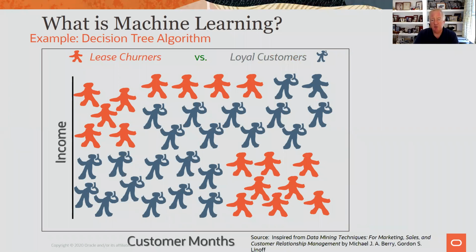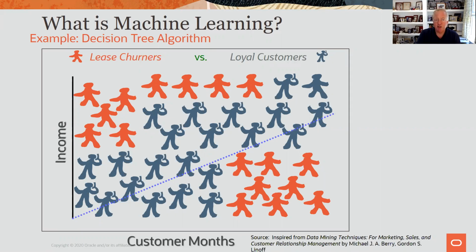I also like to acknowledge where I borrow good stuff from, and I borrowed this from some people I used to work with a long time ago at Thinking Machines, Michael Berry and Gordon Linoff. I think they wrote, to this day, one of the best books on machine learning. It's called Data Mining in its day, and they had an example that was very similar to this. They used dinosaurs rather than churners, but I basically just stole their idea.